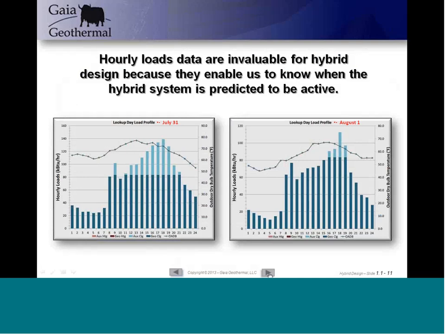Now these hourly loads data are invaluable for hybrid design because they enable us to know when the hybrid system is predicted to be active each hour of the year. For example, here we have a July 31st loads profile, and we have an August 1st loads profile, separated by 1 day. And on July 31st, with the hourly data, we see where this light blue color is. That's where the hybrid system's turned on this day. But on August 1st, it's only a few hours that it's on. So there's a substantial difference from day to day when the hybrid system is going to be active. And we really need to have hourly data to come up with a good understanding of when that's going to be.